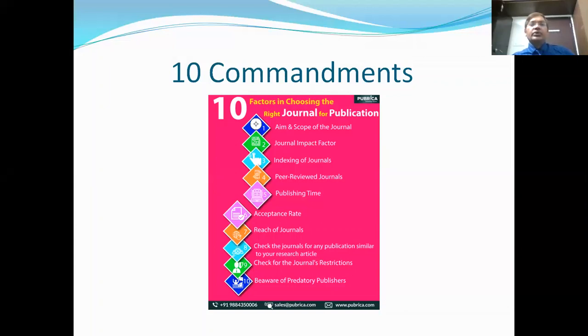Then you should check the publishing time. Because if you are publishing in Scopus, it may take 1 or 2 years. But there are some journals right now in Scopus which will take even 1 month or 2 months for publication. So go ahead with the publishing time, and then you can go ahead with the acceptance rate as well. So what is the acceptance rate? If you go ahead with high index journals, is it 10% acceptance or 20% or 30%? Whatever it might be, just check it.